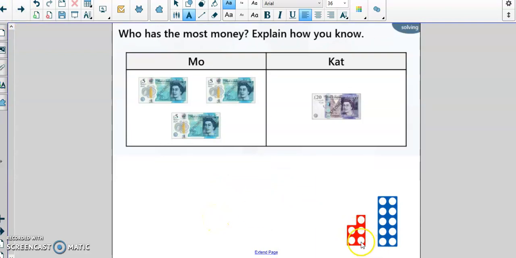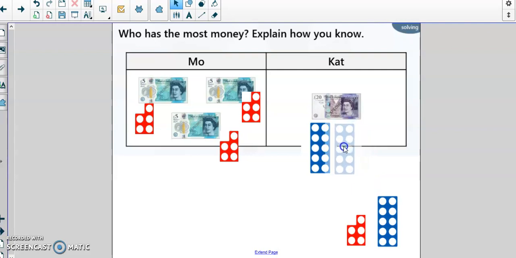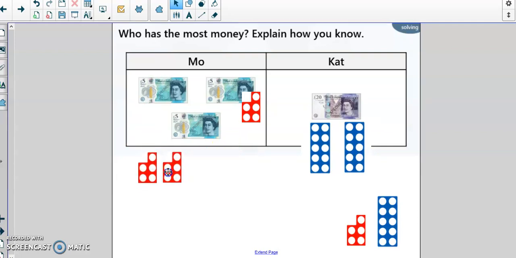And let's have a look at this one. We're going to use our Numicon to help us with this as well. Who has the most money? Explain how you know. So Mo has got a 5 and another 5 and another 5. And then Kat has got 20, which we can make like this. So all together, Mo has got 15 and Kat has got 20.